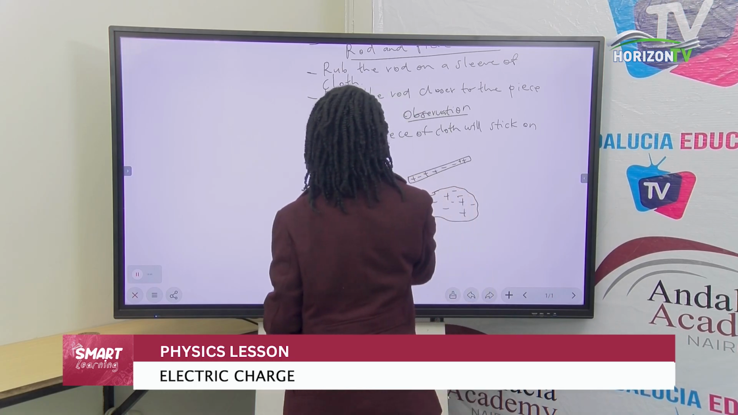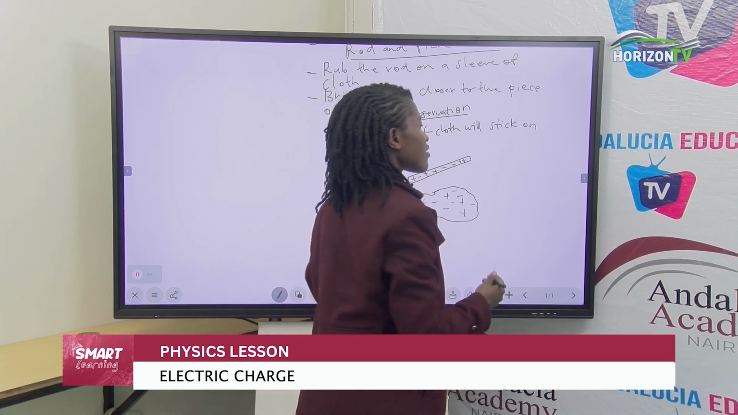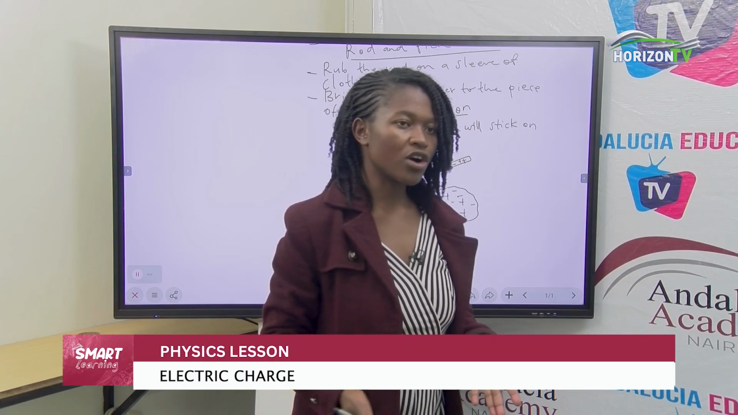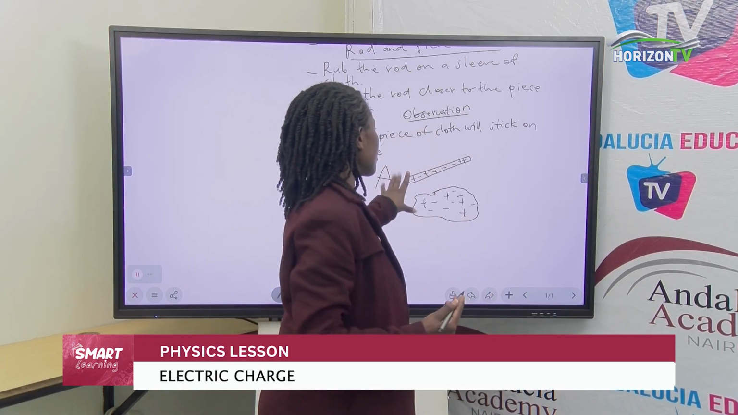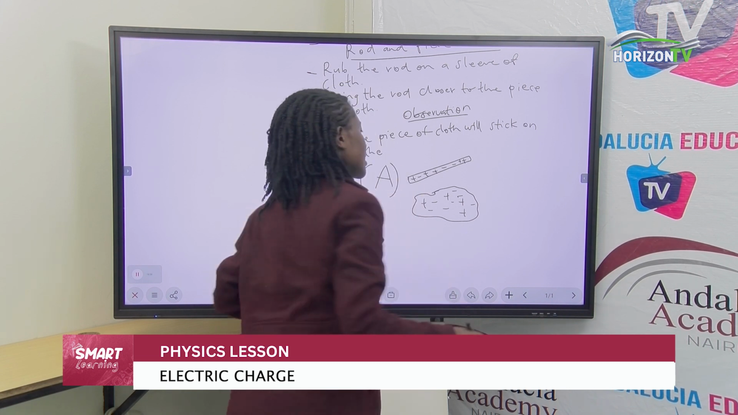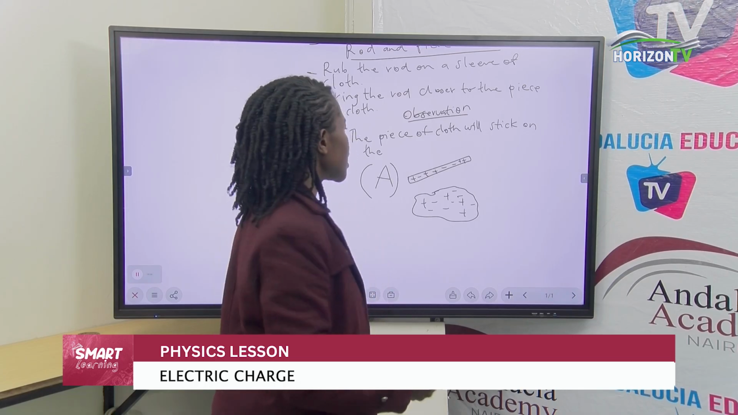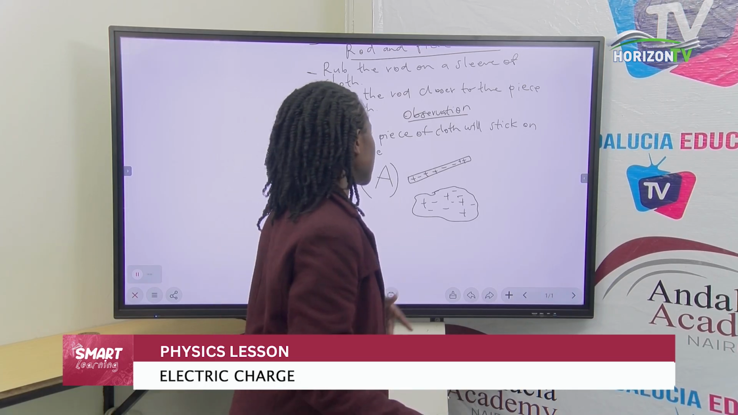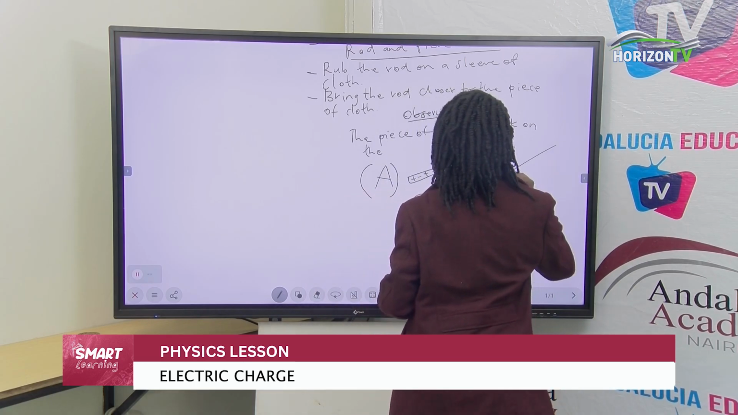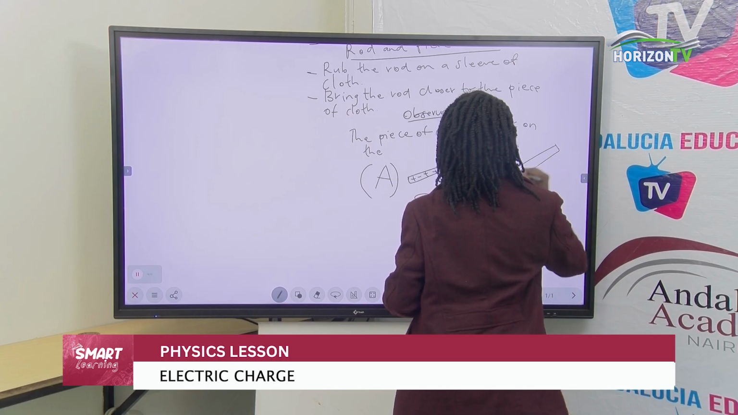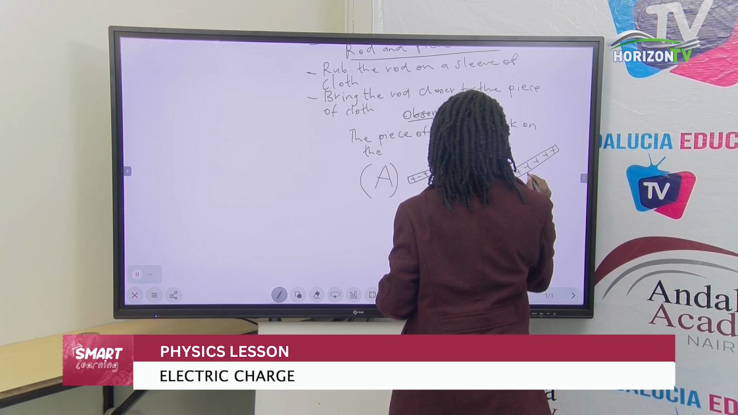So this one is A. And now, after rubbing this rod against the sleeve of cloth, it might gain positive or negative charges, depending on what you're comfortable with. I'm going to assume that it will become positively charged. It will become what? Positively charged. So, B here, after rubbing this rod, what is going to happen?